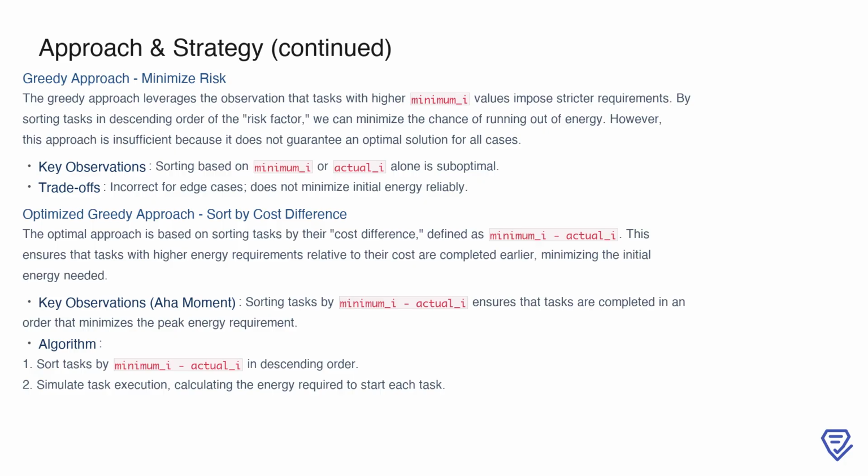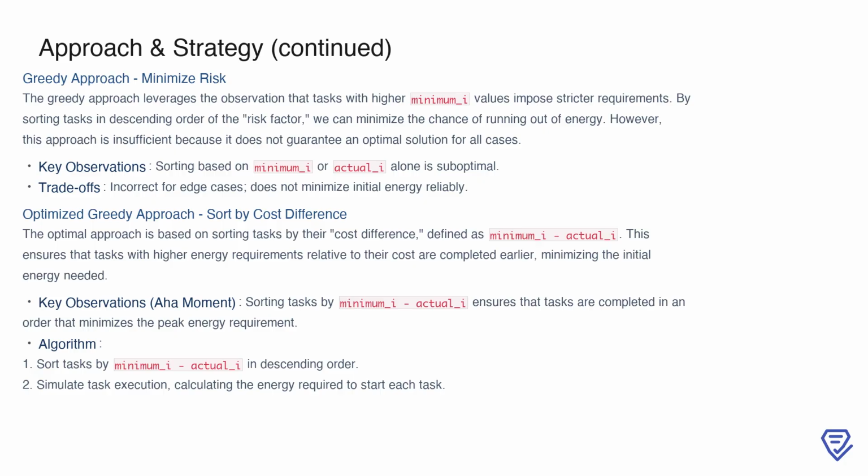However, this method is insufficient because sorting purely by minimum_I or actual_I does not guarantee an optimal solution. For example, it may still result in suboptimal energy usage in certain edge cases. To address this, we move to an optimized greedy approach that sorts tasks by the cost difference, calculated as minimum_I minus actual_I. This sorting criterion ensures that tasks with the highest relative energy requirements are handled earlier, minimizing the peak energy demand. The key insight here is that by prioritizing tasks based on this specific metric, we achieve an order that inherently minimizes the initial energy required.